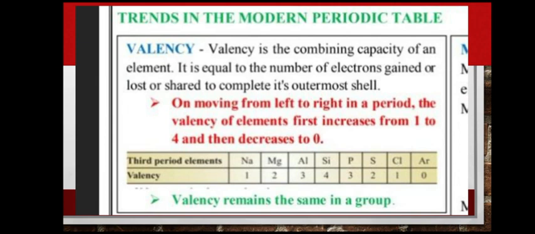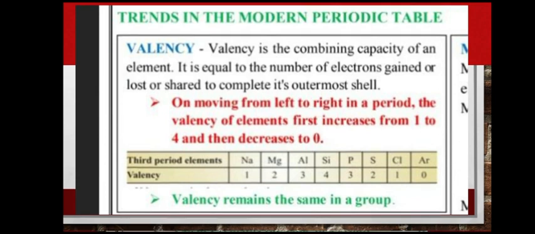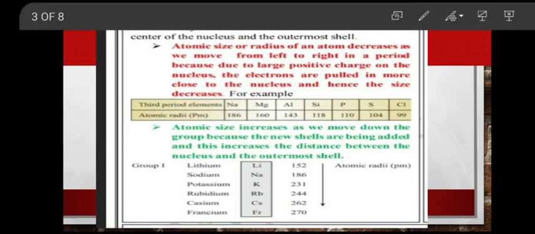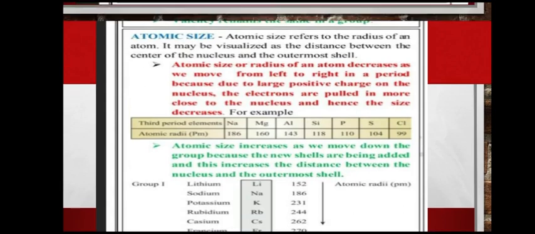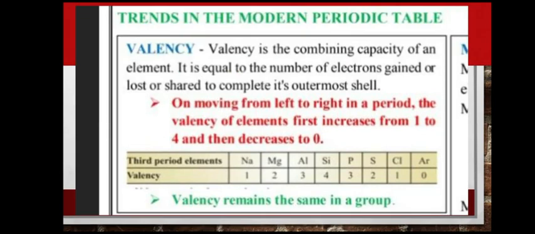First, when we talk of valency, what is valency? It is the combining capacity of an element, that is, how the element combines with other elements by losing electrons, gaining electrons, or sharing electrons to complete its outermost shell. You can see that on moving from left to right in a periodic table, the valency of an element decreases. Sodium has 1, magnesium 2, aluminium 3, silicon 4, then phosphorus 3, sulfur 2, chlorine 1 and argon 0. So up to silicon it is increasing, then decreasing to 0.